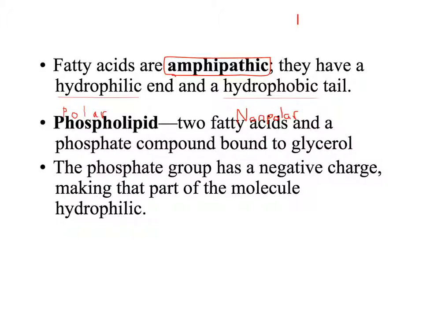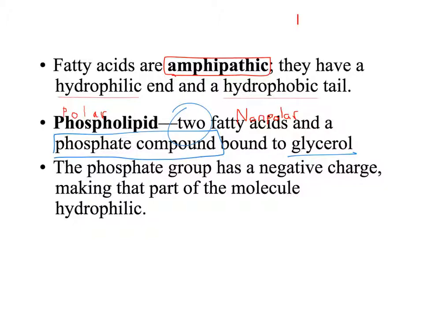Another type of lipid is the phospholipid. You might have heard of phospholipid before. A phospholipid is a type of fat that you would find in a cell membrane. And so it's different than a triglyceride because it has two fatty acids, not three fatty acids like a triglyceride has. It has two fatty acids, and then it has the glycerol, so that's the same, but it also has a phosphate compound attached to it. This phosphate group has a negative charge, and so that is going to make this molecule hydrophilic. So the end of it will be hydrophilic.